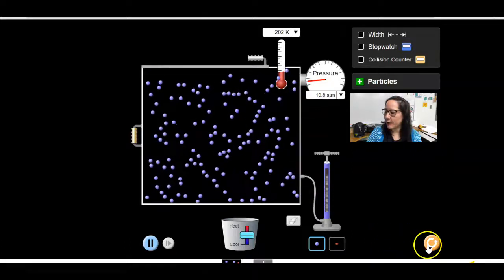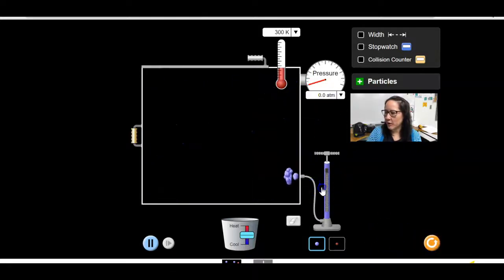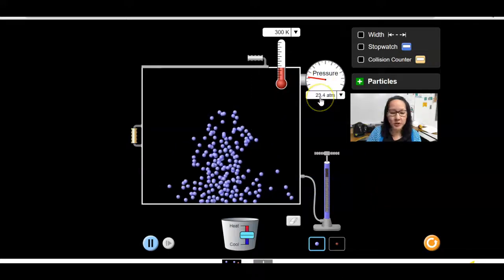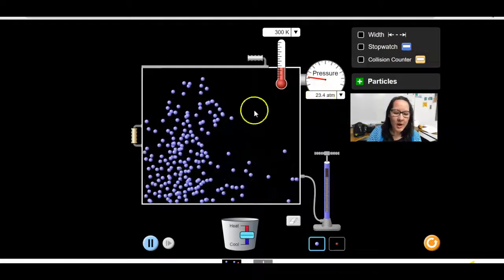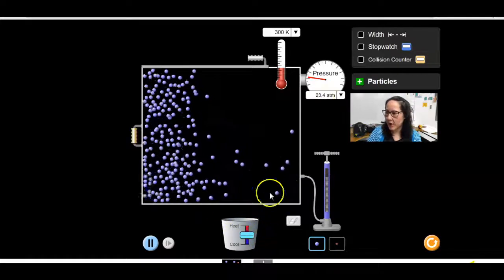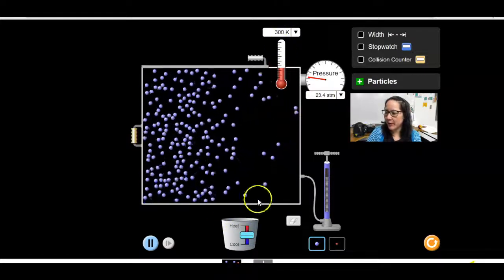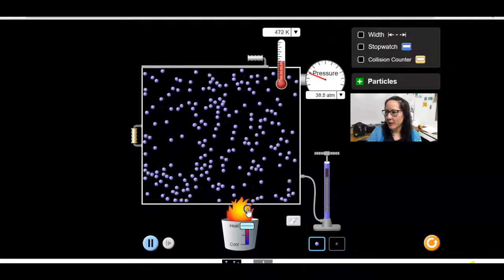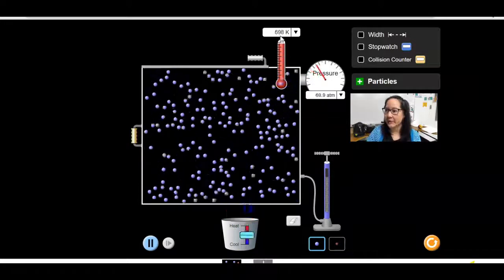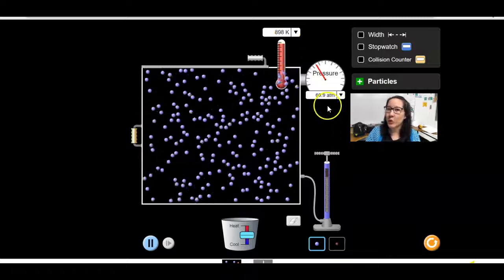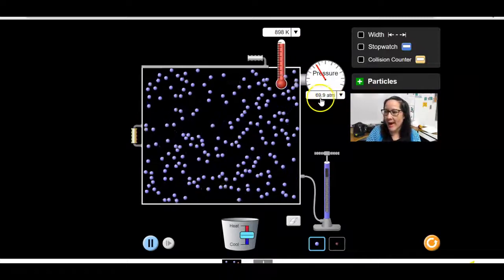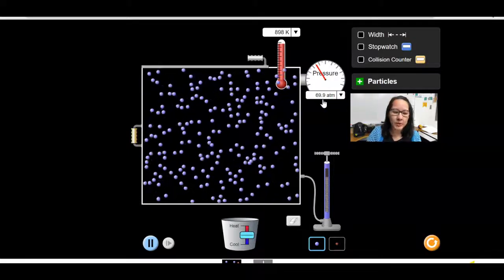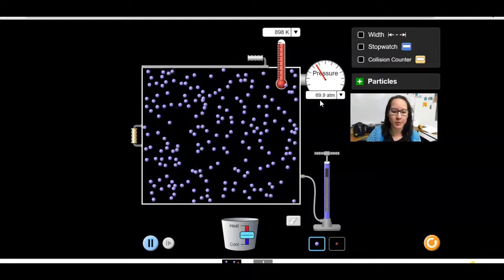Number 3, if we triple the temperature. So let me go back to this reset place here. All right, here's the pressure, 23.4. What happens if you triple the temperature? The temperature is at 300. Let's bring that temperature up to 900. So we have 898. The pressure was 23.4, and now it's nearly 70, which is just about triple. So if you triple the temperature, you triple the pressure.